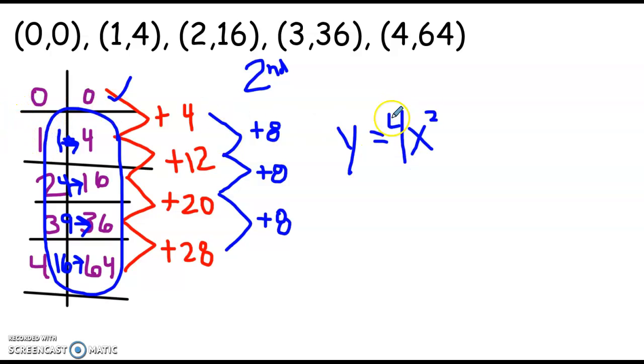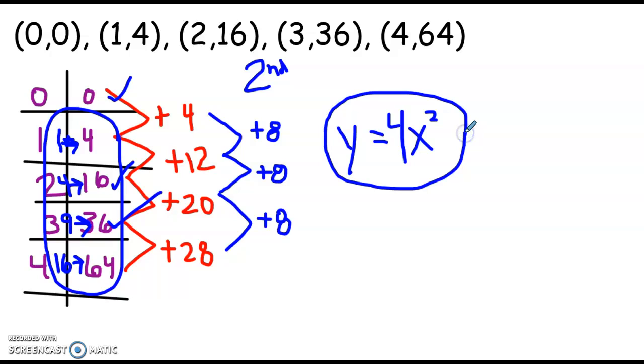So if we do 1 squared, we get 1. Then multiply it by 4. 1 times 4 is 4. 2 squared is 4. 4 times 4 is 16. 3 squared is 9. 9 times 4 is 36. So this time, we also had to multiply by 4. All right, let's try that concept again.